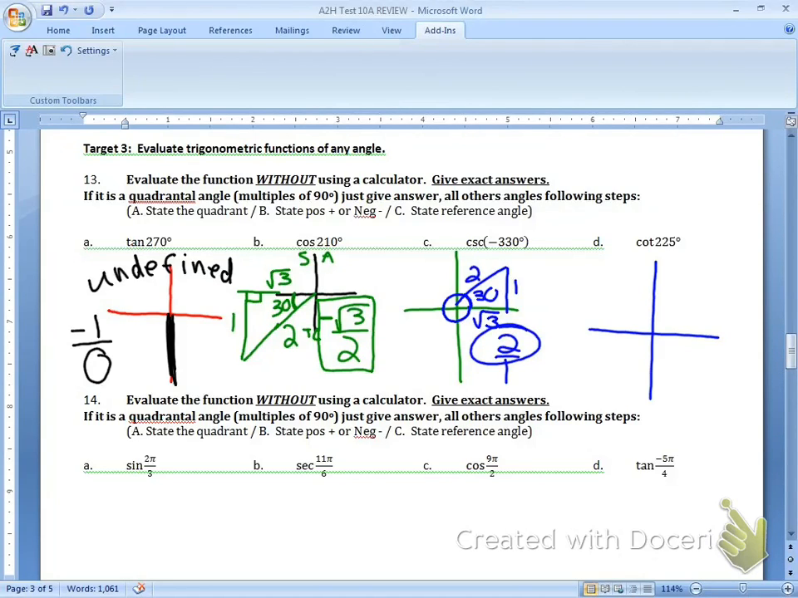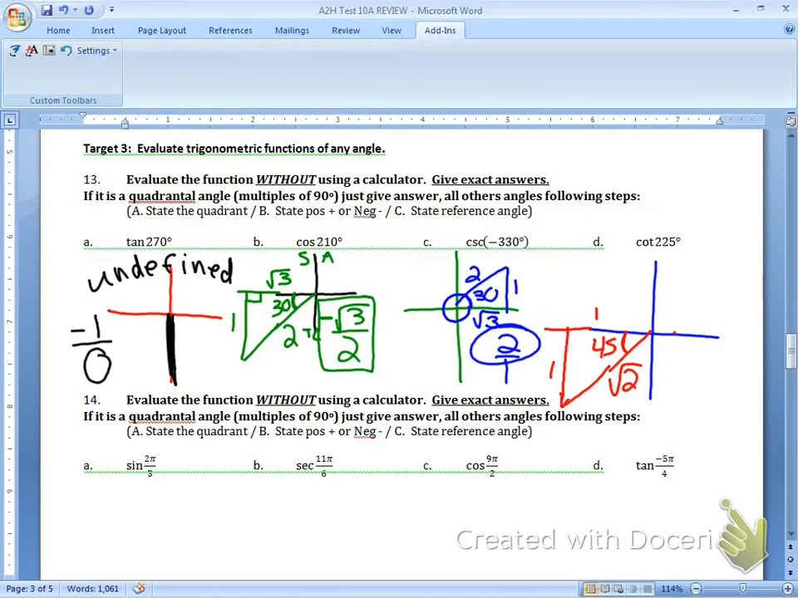Last one, we have cotangent of 225 degrees. That means we are going to be going into the third quadrant. How far away are we from 180? We bypassed 180, went around, and we are 45 degrees away from 180. So we set up our 45, 45, 90 triangle that we should know, where the legs are both 1, hypotenuse is √2. We want the cotangent, which is the reciprocal of tangent.